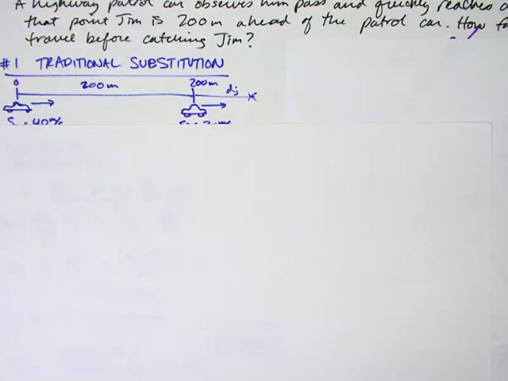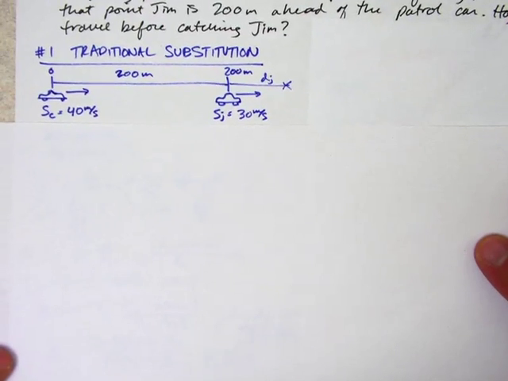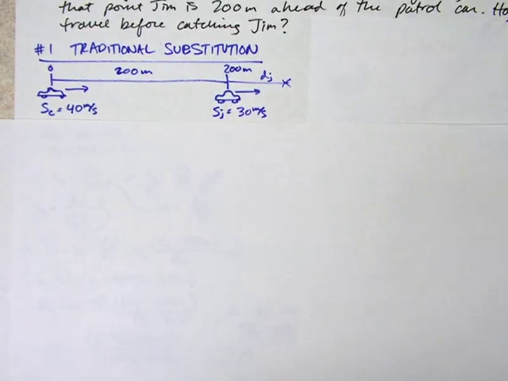So for traditional substitution, I need to first set up my system of equations. This is the first challenge. I begin with a picture, a picture of the cop car and Jim. Jim's moving 30 meters per second at a constant speed. The cop car is moving 40 meters per second at a constant speed in the same direction. And at the time of the problem, they're 200 meters apart.